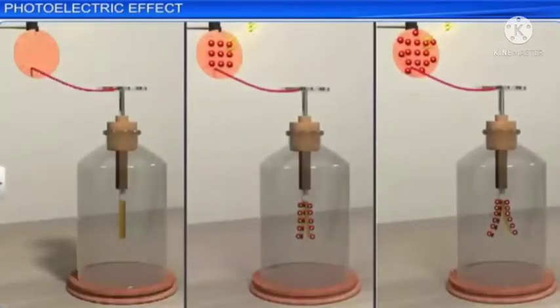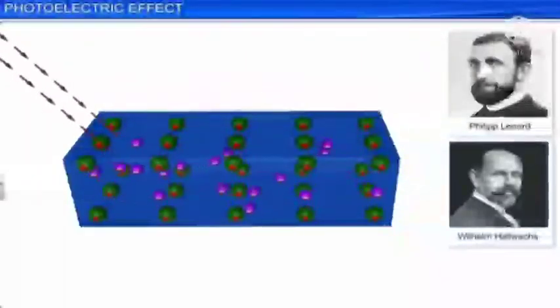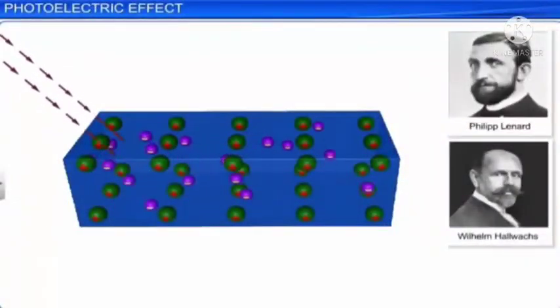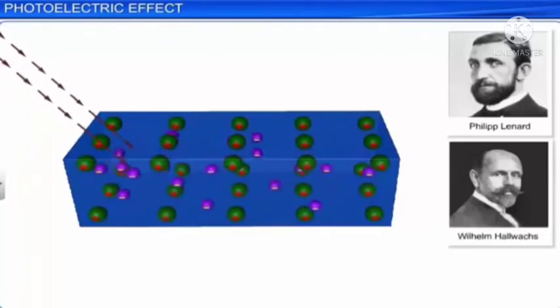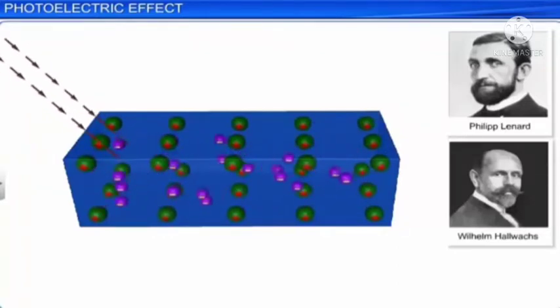From the various observations of his experiment, Hallwachs concluded that negatively charged particles were emitted from the zinc plate under the action of ultraviolet light. Hallwachs and Lenard also observed that no electrons were emitted by the surface when the frequency of light was less than a certain minimum value.